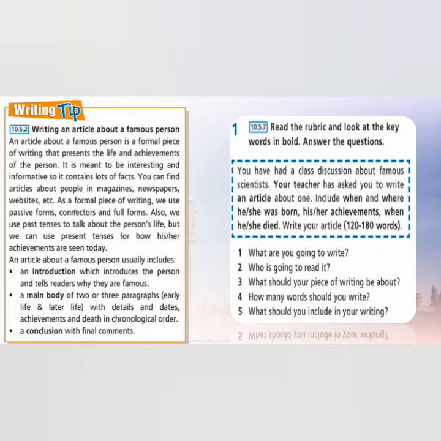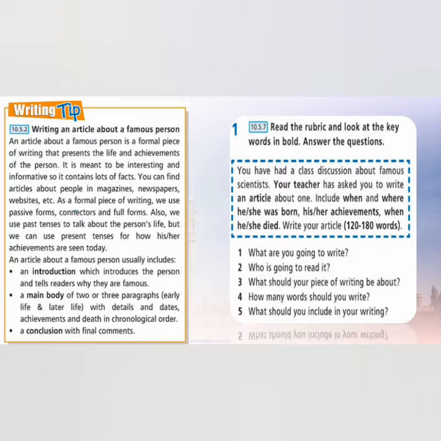Writing an article about a famous person. An article about a famous person is a formal piece of writing that presents the life and achievements of the person. It is meant to be interesting and informative, so it contains lots of facts. You can find articles about people in magazines, newspapers, websites, etc.